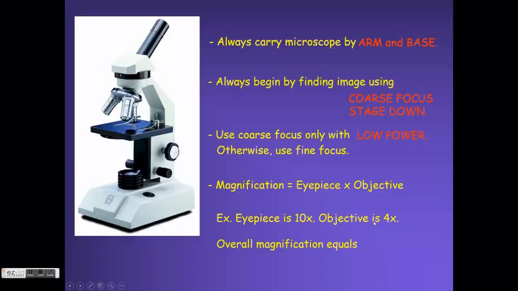To figure out the overall magnification, we take those 2 numbers, multiply them together so that in this case, it would be 40x. The object is being magnified 40 times the size that it normally is.